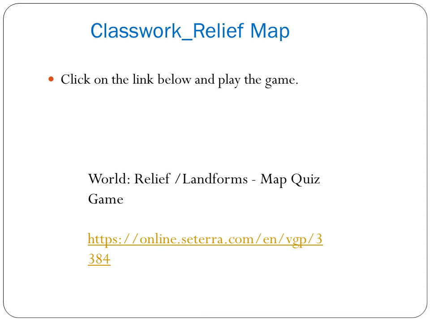By now, all of you should have a fair idea of what different landforms are and how they are highlighted on a relief map. Okay, so it's time now to play a game. Click on the link below, relief/landform map quiz game, and play the game for 5-10 minutes. If you need to, please stop the video, come back and resume the video again.